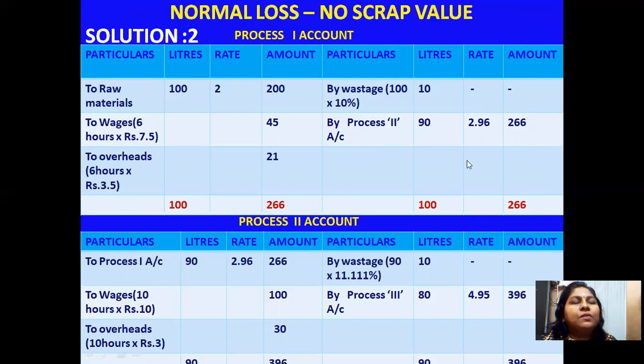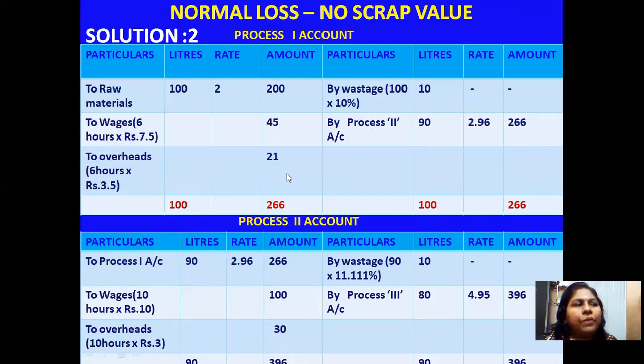Then how to end this problem with the output cost of this process? Output means by process. This output will become the input for the next process. That's why I mentioned the next process name, by process 2 account. Out of 100, 10 liters as wastage means what is the output? 90. 100 minus 10, 90.